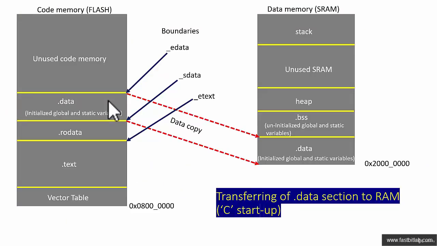Now you have to do the data copy from flash to SRAM. How do you know the boundaries? You need to have this boundary information and size information. Without knowing this boundary information, you cannot code those data copy operations. That's why this boundary information has to be exported from the linker script to your startup file. Then you will be able to implement the data copy in the startup file.